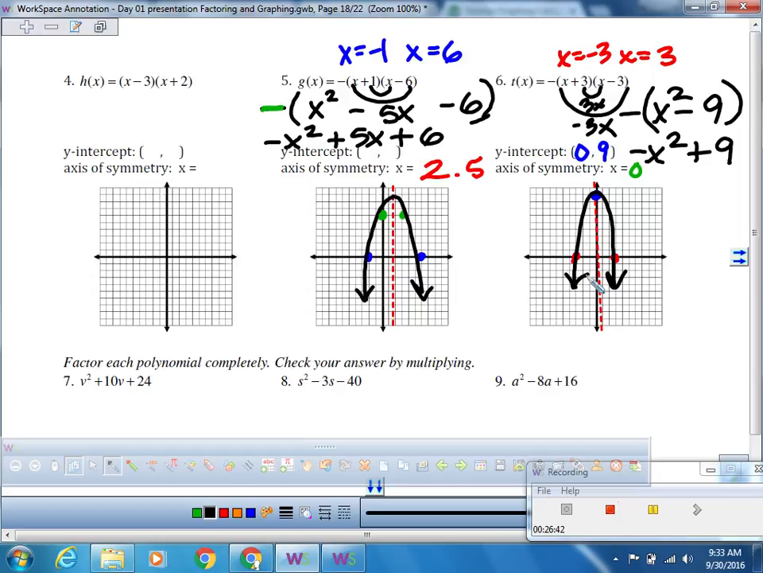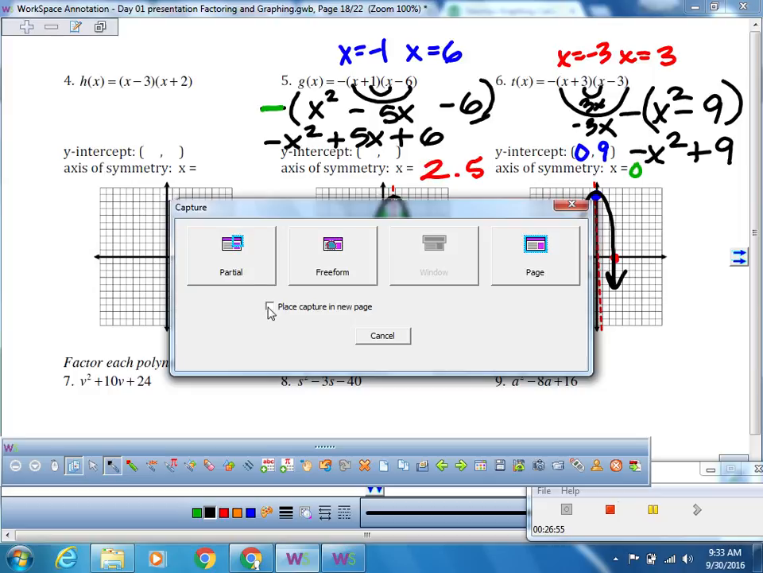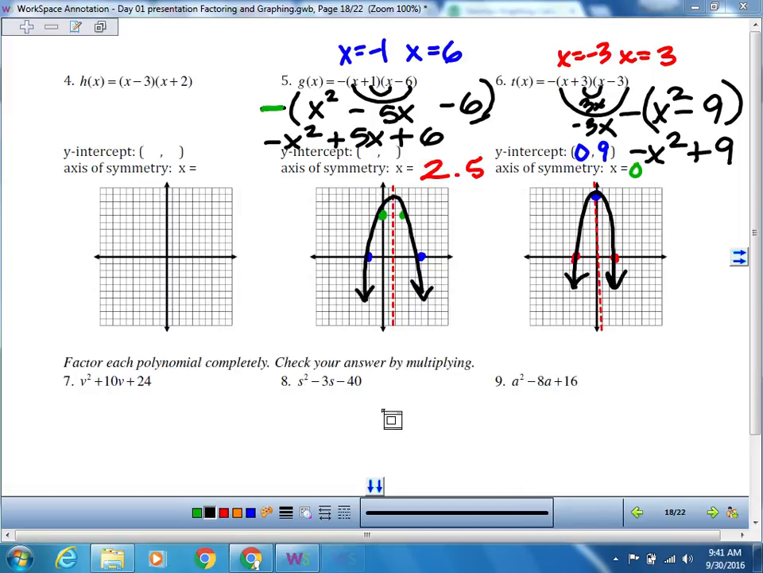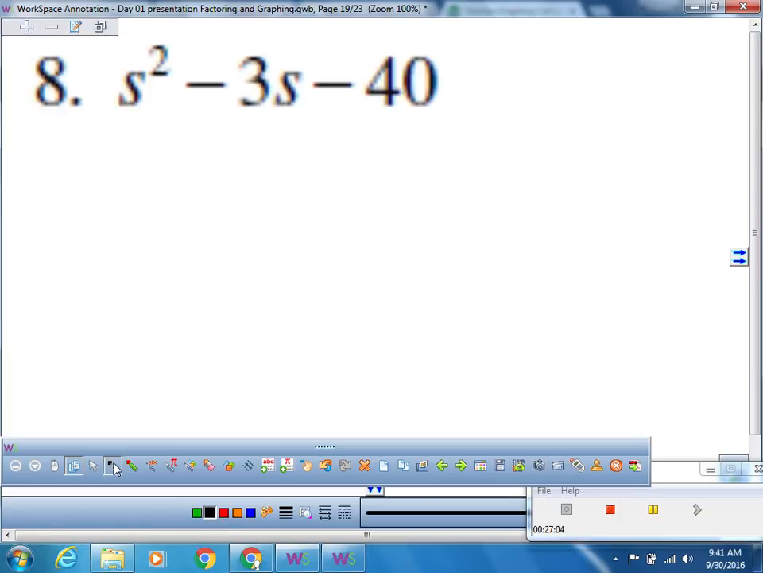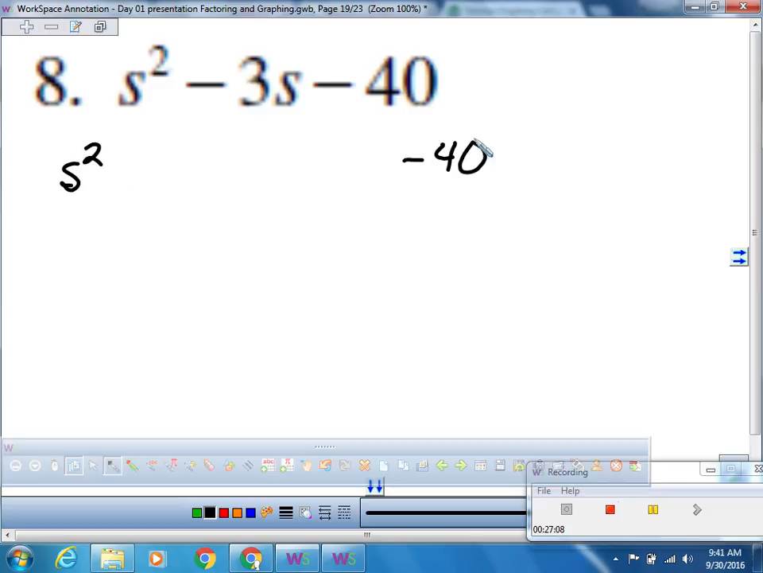Anybody need help with some of these factoring ones? Number 8. Let's do number 8. I'm going to copy it. And we're going to check our answer. Number 8, I've got s squared, and I've got negative 40. Can you think of 2 numbers that we can break 3 into, but when we multiply them, they make 40? Well, let's start with 40. 4 times 10, does 4 times 10 work? You can't subtract 4 and 10, right? What about 8 and 5?